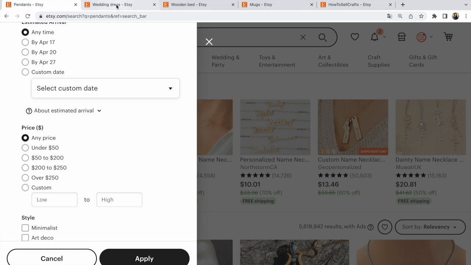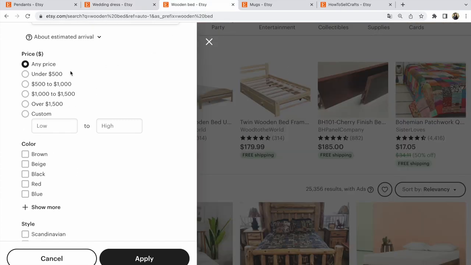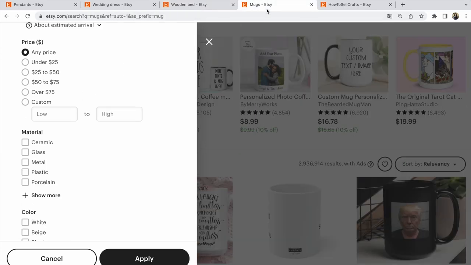For example, wedding dress: under 100, 100 to 250, 250 to 500, over 500. Wooden bed, you see 500, 500 to 2000, 2000 and 1,500, over 1,500. And masks, how about masks? Under 25, 25 to 50, 50 to 75, over 75.